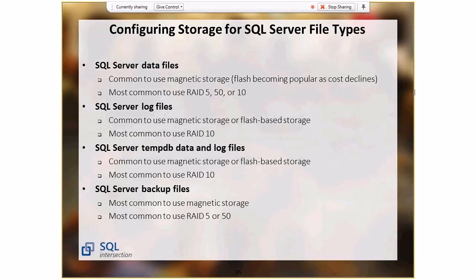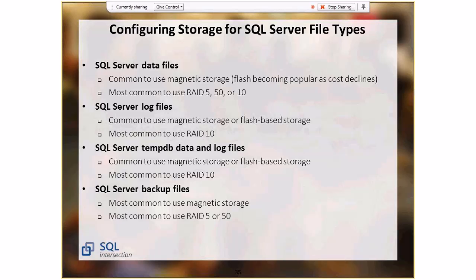And then TempDB data and log files, a lot of people still use magnetic storage, but I think that's a mistake for a lot of people. Flash-based storage is usually a better choice unless you're one of those workloads that doesn't use your TempDB very much. And then if you're using magnetic storage, make sure you're using RAID 10 for your TempDB instead of RAID 5. And then for your backup files, most people, unless they have money to burn, use magnetic storage for that, and usually they use RAID 5 or RAID 50 just because of the economics of it.